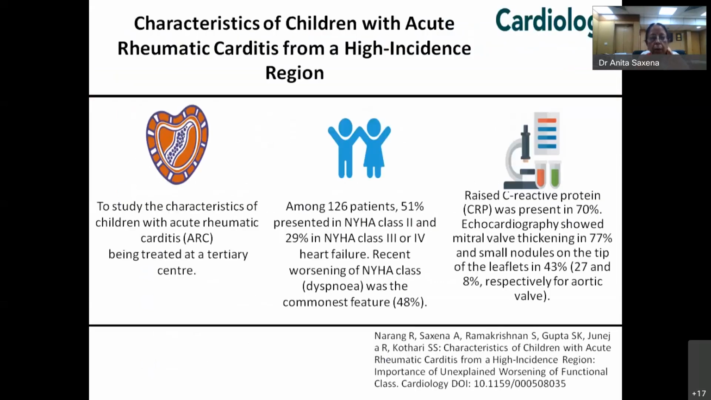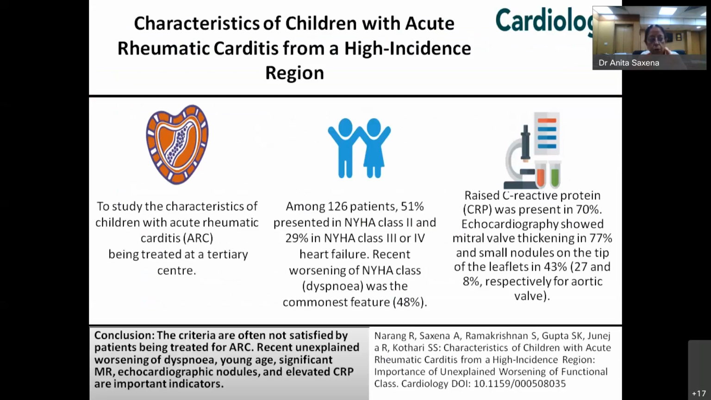So since we do come across that kind of a challenge often, we have published our data of 126 children over here, as you can see. And again, what we found was that the Jones criteria were often not satisfied by patients being treated for acute rheumatic carditis. And again, recent unexplained worsening of dyspnea, young age, significant mitral regurgitation, nodules on the mitral valve on echocardiography, and elevated CRP were important indicators that we may be dealing with acute rheumatic carditis. And remember, what we're talking about is usually in children, usually under 12 years of age.